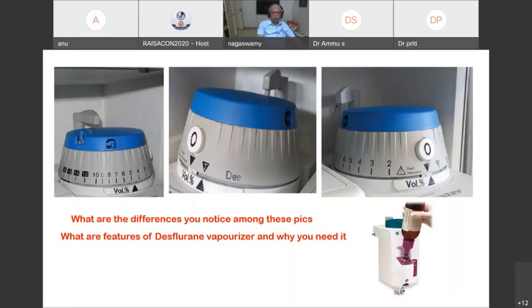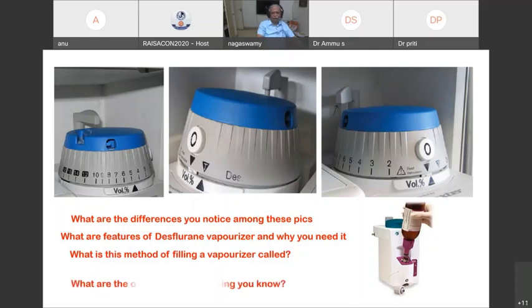What is being done here? Filling of the vaporizer. Color coding. Isoflurane. And what is the mechanism of filling of this vaporizer called? Keyed filling. Yes, keyed filling. What are the other modes of filling you know? Rapid fill, quick fill, direct flow.